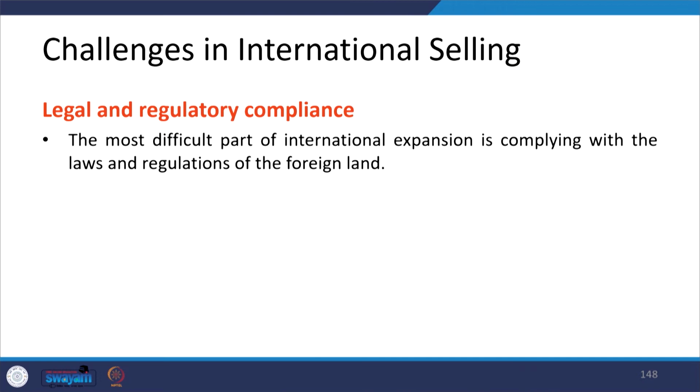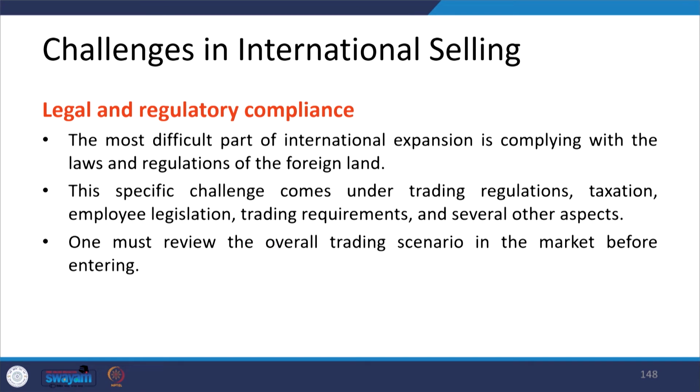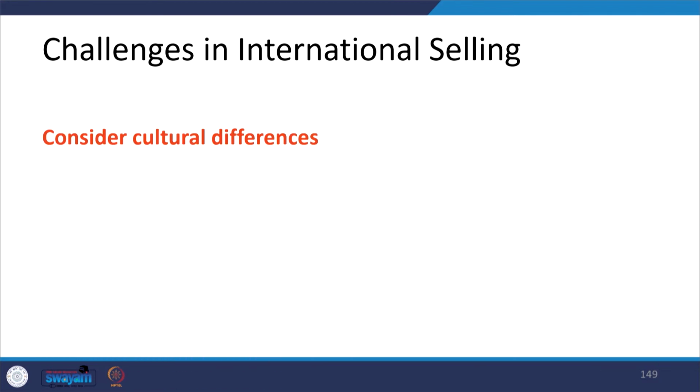Legal and regulatory compliance is again another grand challenge. The most difficult part of international expansion is complying with the particular laws and regulations of the foreign land. This specific challenge comes under trading regulation, taxation, employee legislation, trading requirements, and even several other aspects as well. A business firm must review the overall trading scenario in the market before entering.